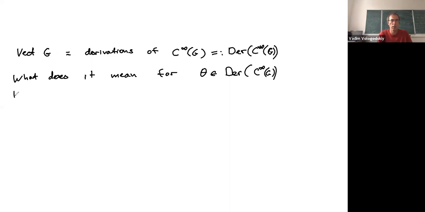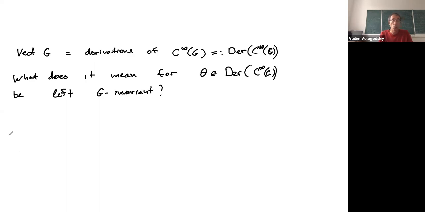What does it mean to be left G invariant? If I have a derivation, I can look at the corresponding vector field, and we have this notion of left invariant vector fields. So I want to translate this concept to the language of derivations.